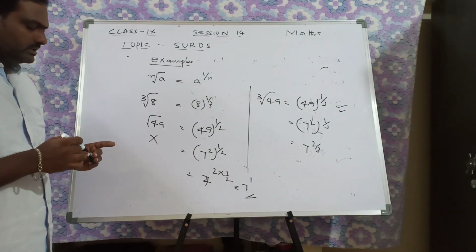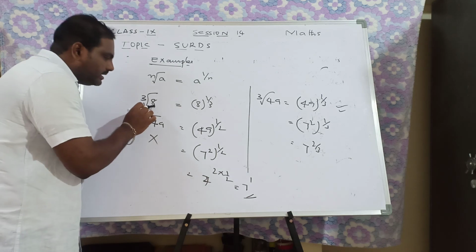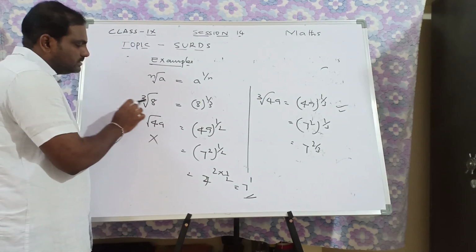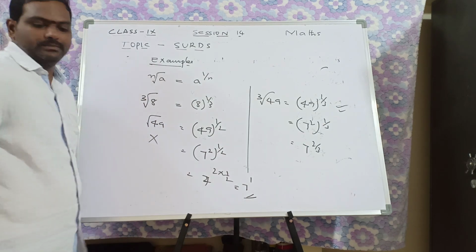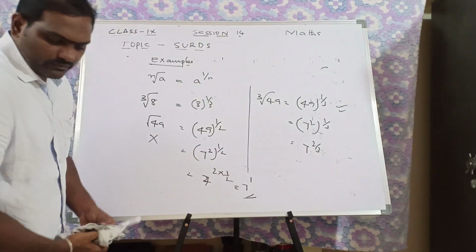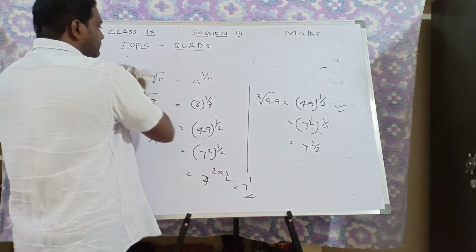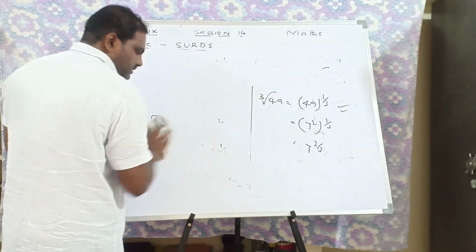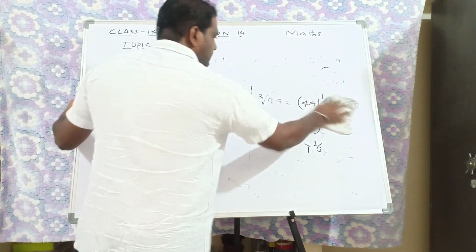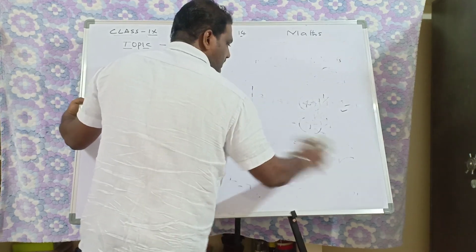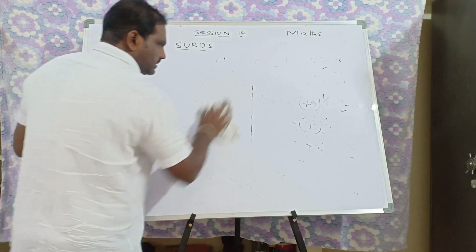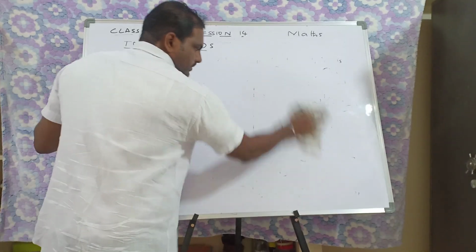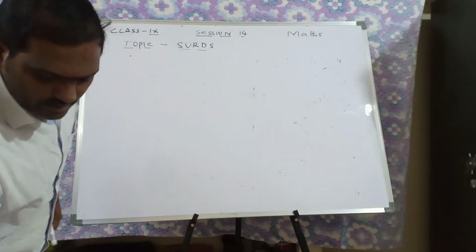So don't get confused. The only point is the number inside the root. If it can be written as a perfect power, then it is not a surd. Okay, now we'll go for some examples. So, checking whether they are surds or not, this is the concept. Now we'll go for writing the forms.